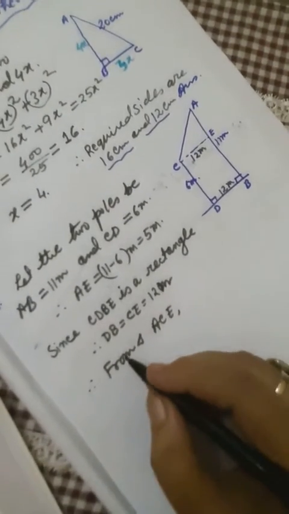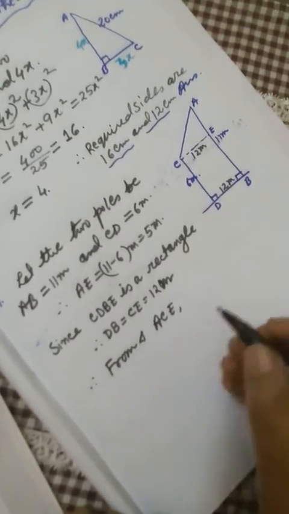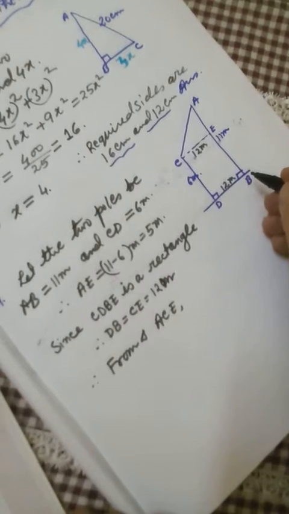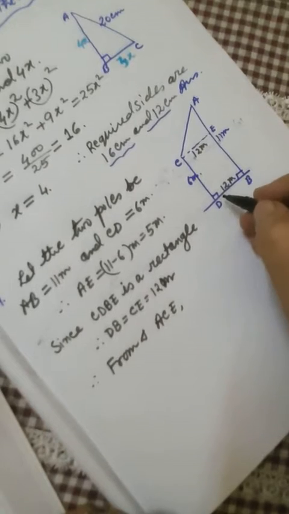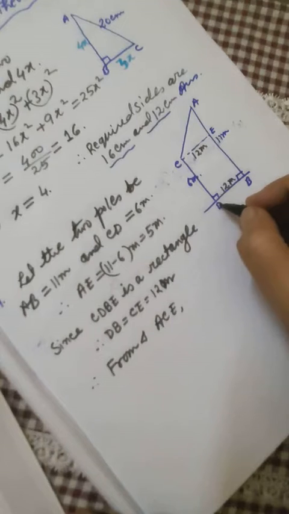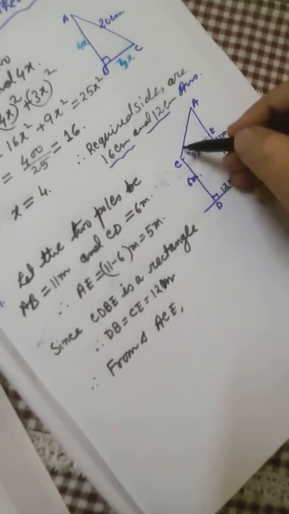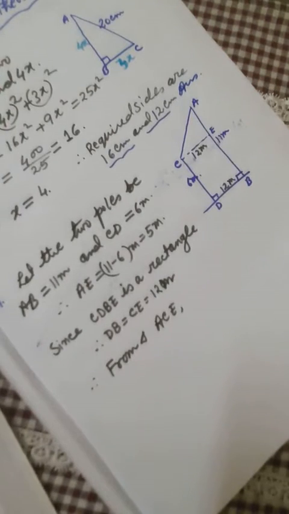Now look at sum number 4. Here it is given that two poles of height 6 meter and 11 meter stand on a plain ground. Standing means these angles are to be 90 degree definitely. If the distance between their feet, that means D and B, is 12 meter, we need to find out the distance between the two tops. That means this is the distance we are supposed to find out.